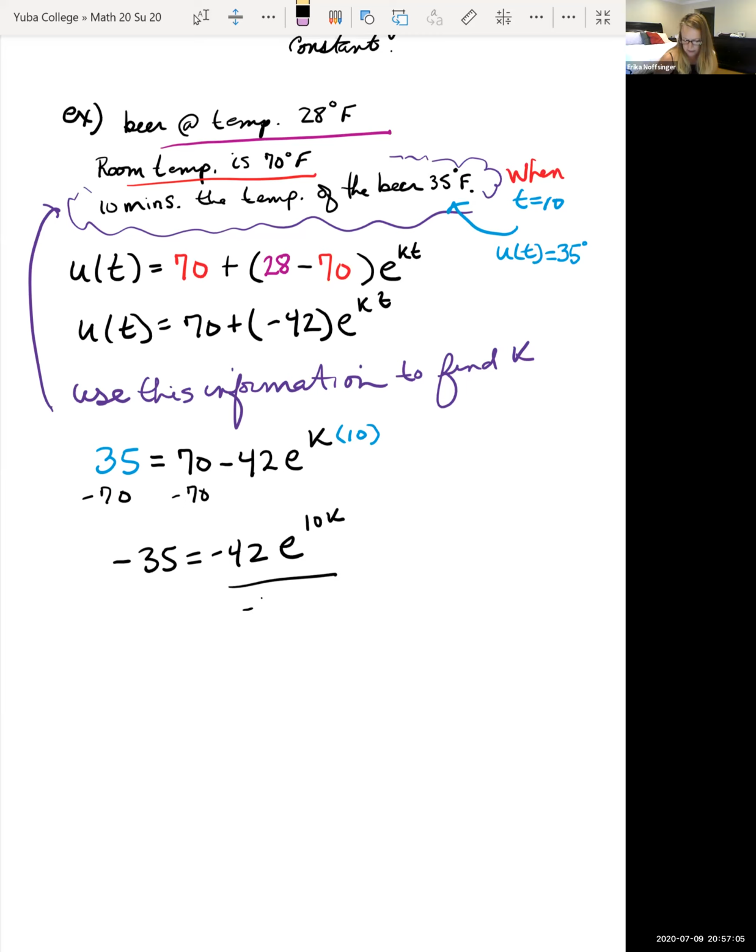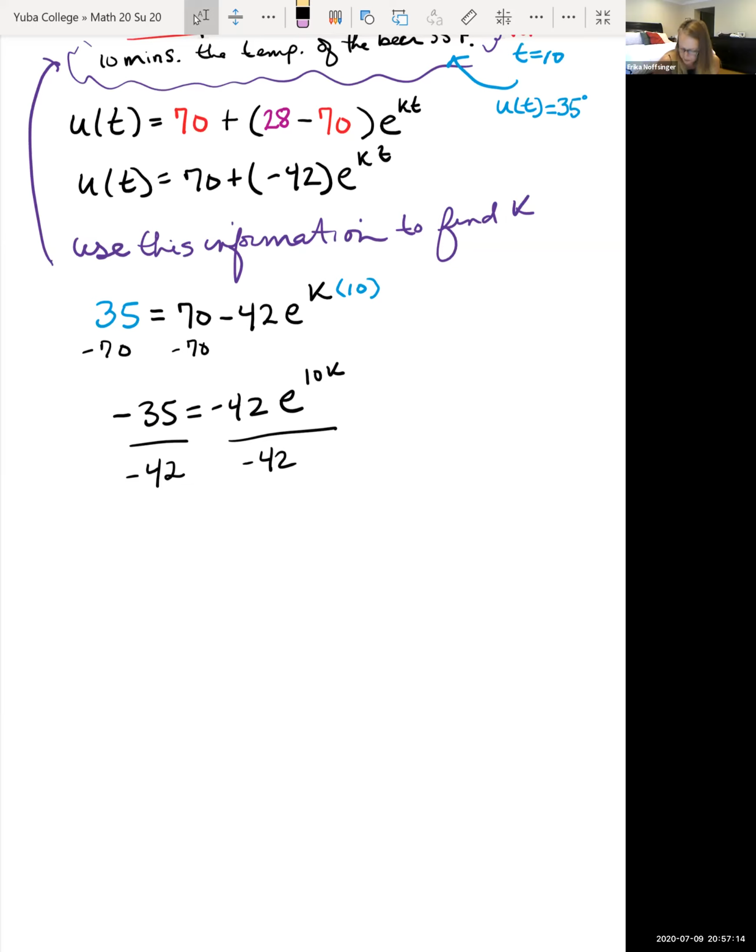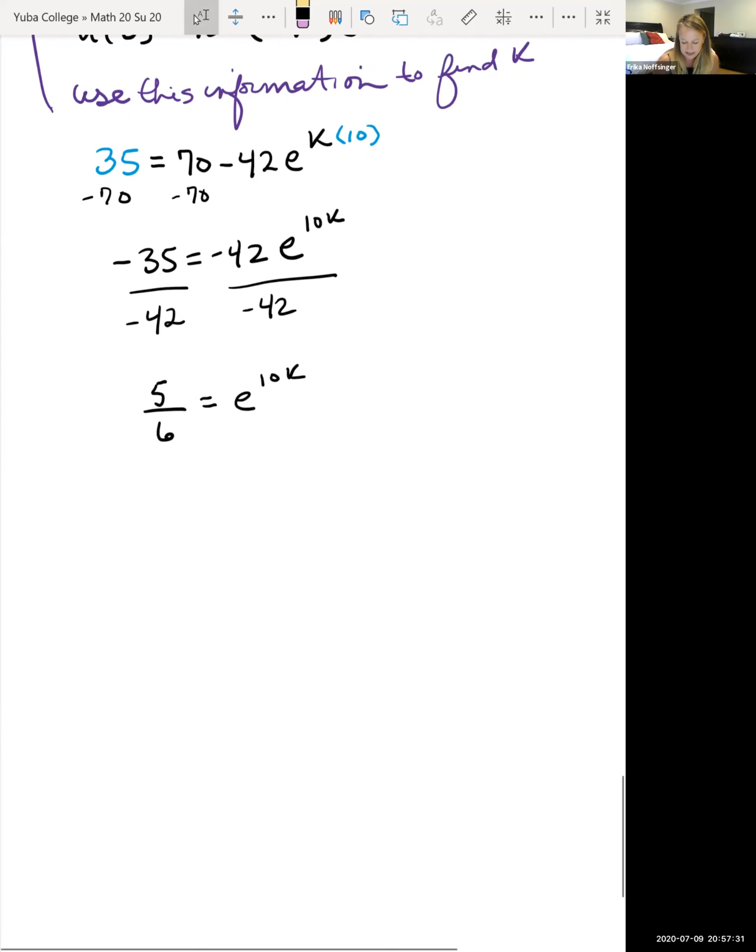Divide both sides by negative 42. I notice that 7 goes into both of those. 7 goes into 35 5 times, 7 goes into 42 6 times. Two negatives make a positive. So we have 5/6 equals e to the 10k. Take the natural log of both sides. So natural log of 5/6 equals the natural log of e to the 10k, but natural log of e to the 10k is just 10k. So divide both sides by 10.